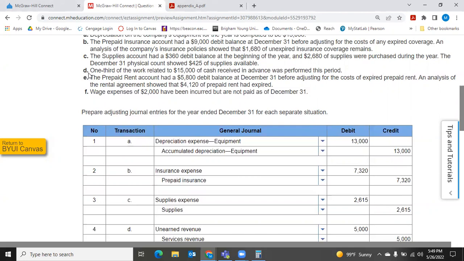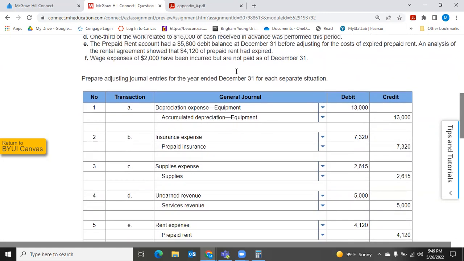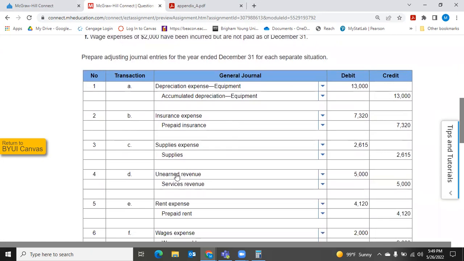So D, 1/3 of work related to $15,000 of cash received in advance was performed during this period. Again, we're not worried about that initial entry of receiving the cash. What we're saying is we've earned 1/3 of it. So we've earned $5,000, 1/3 of 15,000. We're going to debit our unearned revenue account. Remember, that's a liability, and we don't owe it anymore because we've now done the work. Then we're going to credit service revenue to show that we've earned that money.